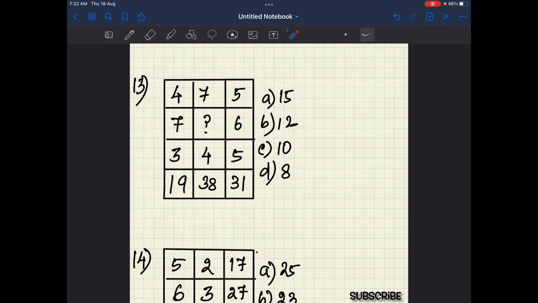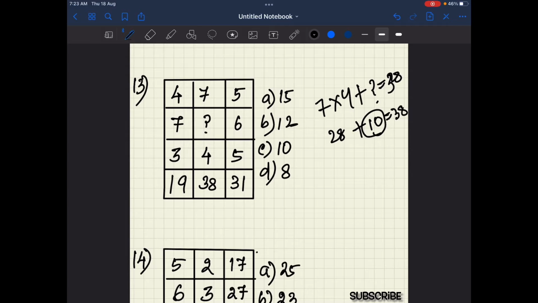So now we can find the answer. What should it be? 7 into 4 plus question mark gives us 38. So 7 into 4 is 28, so plus 10 will give us 38. So the answer is 10.